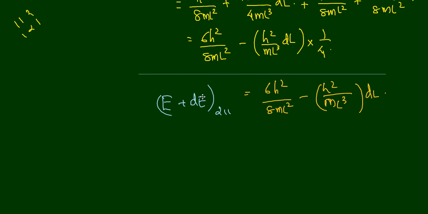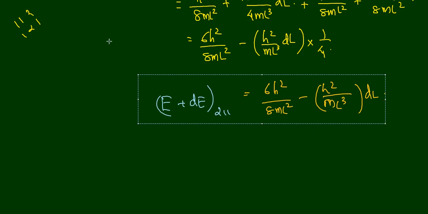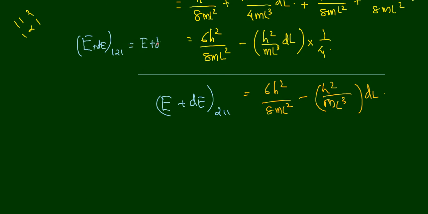See, this was the energy of the 211 state, and what is this one? This is the energy of the 121 state, E plus dE of 121 state. Let me write it specifically. E plus dE of 121 state, which is equal to E plus dE of 112 state, right? 112 state. That is equal to 6h square divided by 8 ml square minus h square by ml cube into 1 by 4.